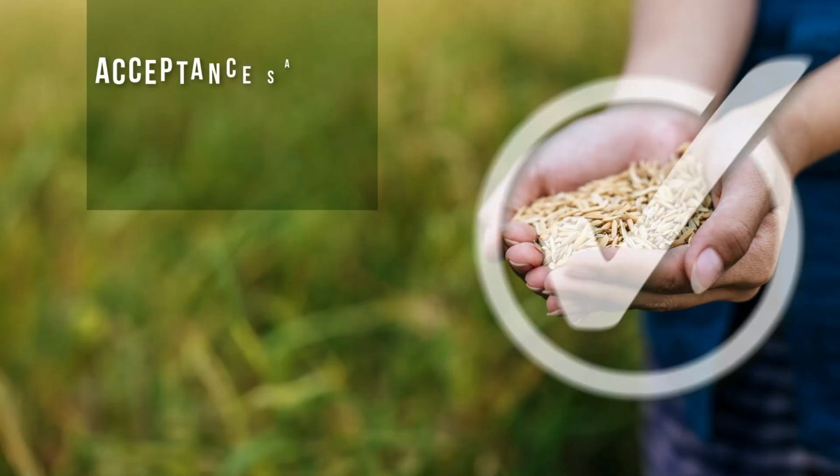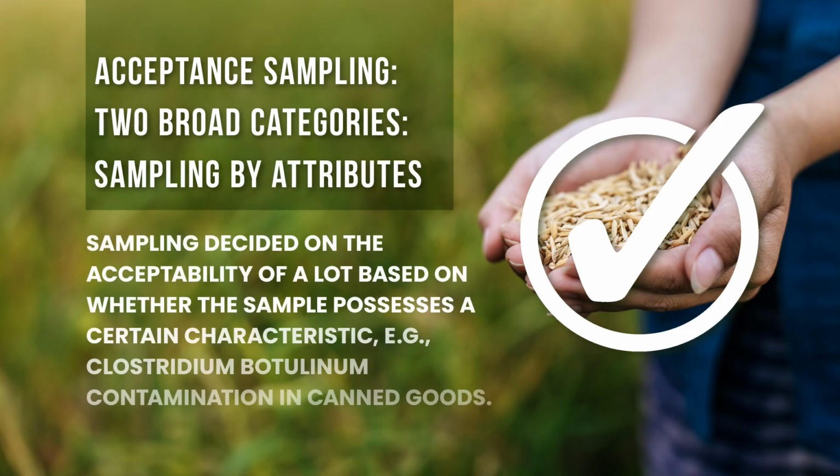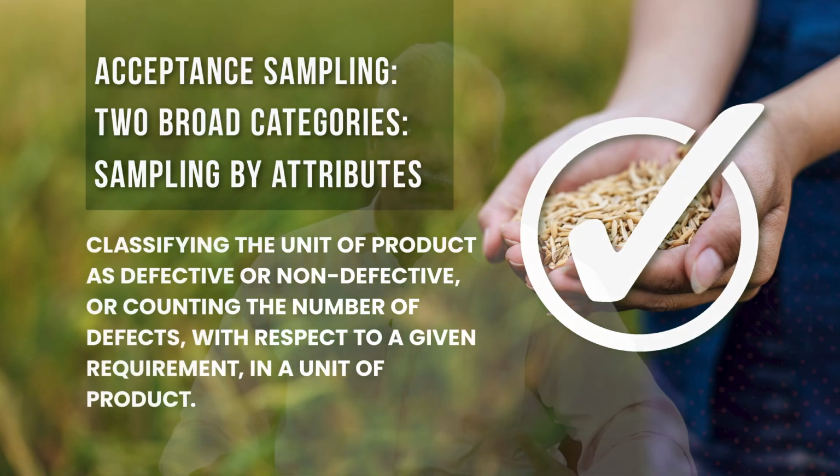Now there are two categories for accepting the sampling. First, you accept the sample by attribute: classifying the unit of a product as defective or non-defective, and counting the number of defects. Remember always that there is no food which is perfect with zero defects. It is next to impossible to have any product with zero defects. So there will be defects, but we have to make sure that the defect is not fatal. If it is a fatal defect, then it has to be a zero defect sample.